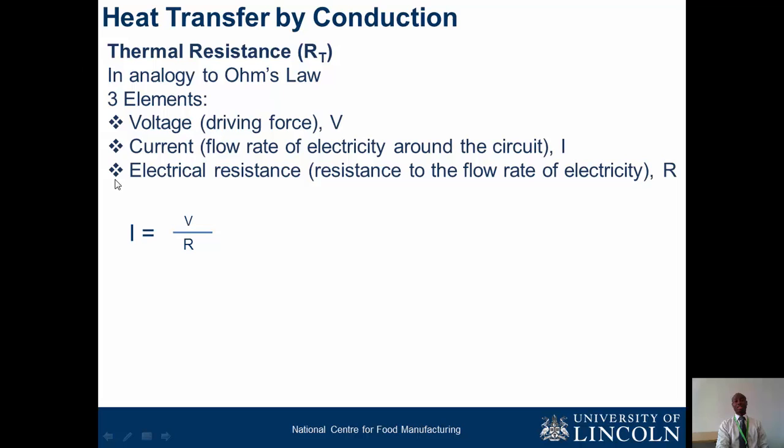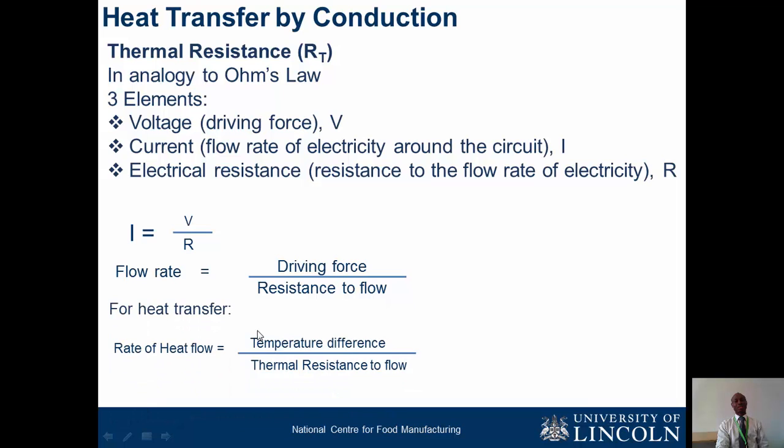Now Ohm's law states that I equals V over R. I'm saying that our current equals V, potential difference, over resistance. What that is telling us is that our flow rate, which is the current, is defined as the driving force, which is the potential difference, divided by resistance to flow. Now let's take this to heat. For heat transfer, comparing the two equations, rate of heat flow will be the driving force, which is the temperature difference, divided by thermal resistance to flow.